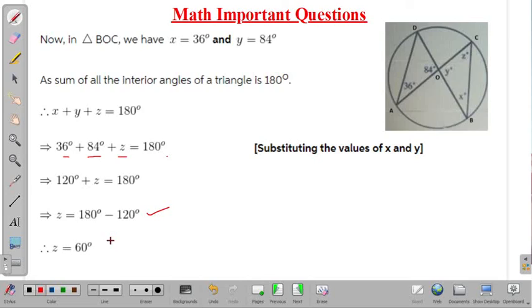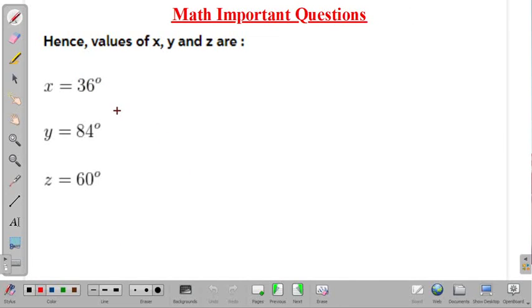Hence, we can sum up our results as x equal to 36 degrees, y equal to 84 degrees and z equal to 60 degrees. Okay friends, so in this lecture we have discussed one important problem of mathematics.